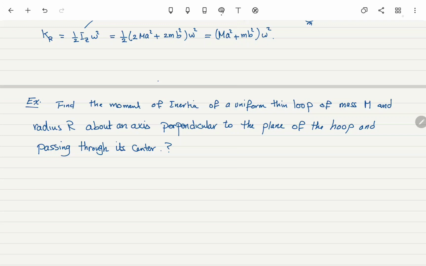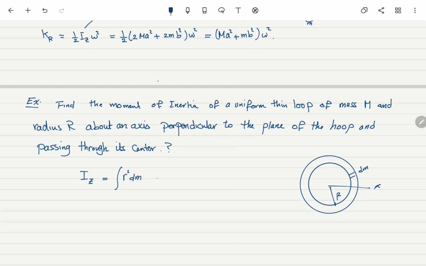Here's the situation. Here's the thin loop, and if we take a mass element dm, the radius for this loop is equal to r, and here's the x-axis. So I, the moment of inertia around the z-axis, is equal to the integration of r squared dm, which is r squared times the integration of dm. In other words, it's mr squared.